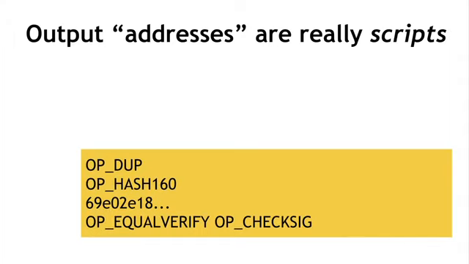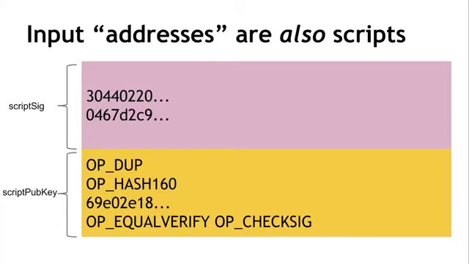So what happens to this script? Who runs it? How does this script indicate who has the ability to spend these coins? The secret is that the input address is also a script. That's a bit of script that you combine with the output address. You simply concatenate them, and that gets you one script that has to run successfully in order to claim a Bitcoin. Traditionally, these two scripts are called scriptSig and scriptPubKey.